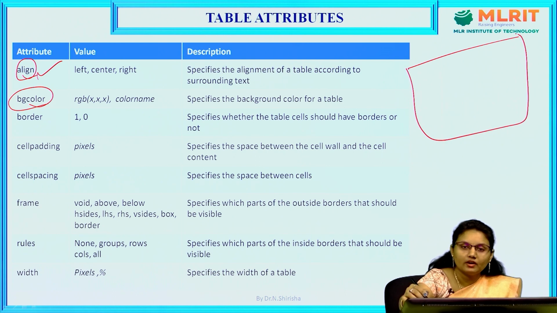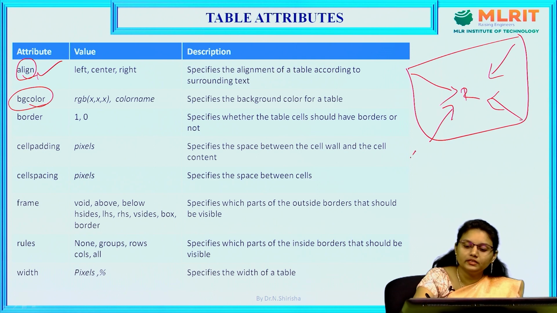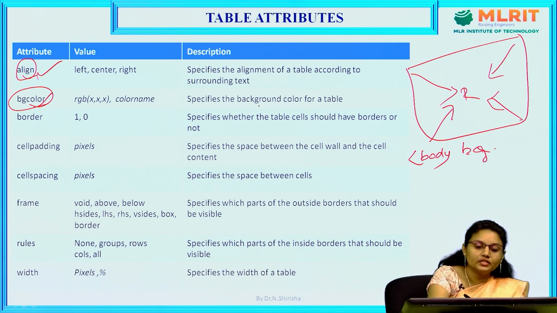So whenever you have a window, if you want the complete background, if you wanted to give background color, say red, then where you need to give? We will give inside the body part, right? Inside the body we used to give the BG color, right? Similarly, we can use this BG color for table also.